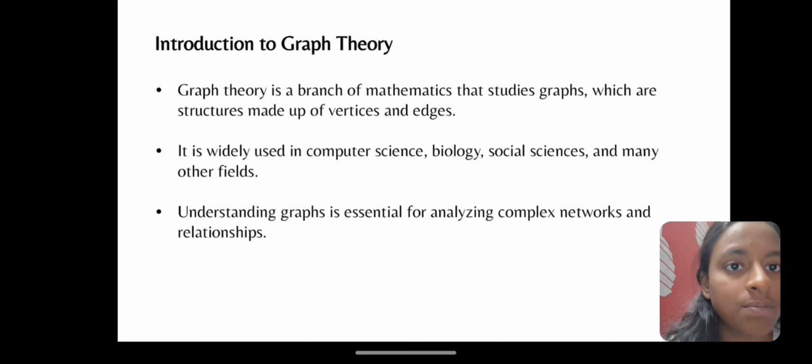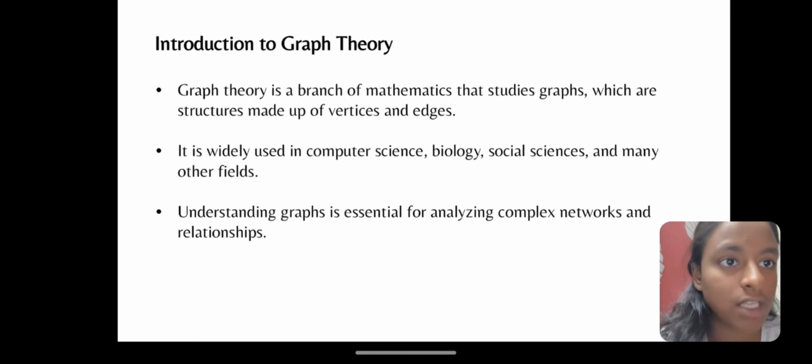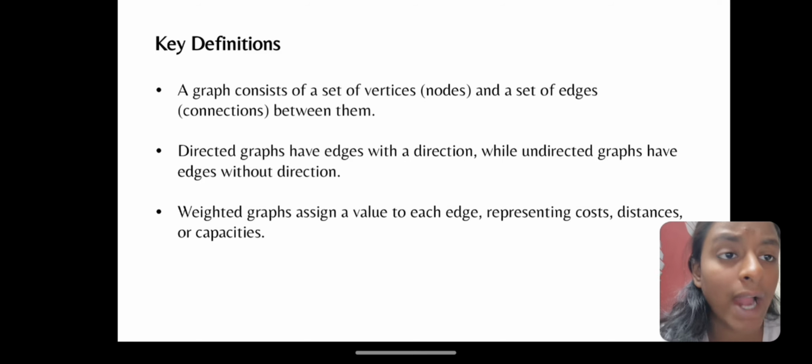Basically, graph theory is a branch of mathematics. Basically, it is mathematics, but it is used to study graphs. A graph in graph theory consists of vertices and edges. Vertices are the points, and edges are the connections between two vertices. So that is the basic idea of graph theory.